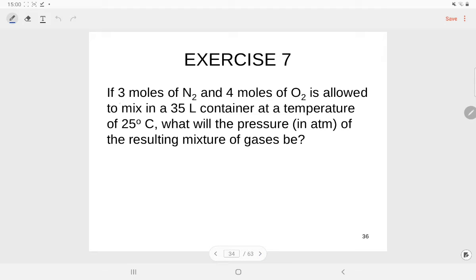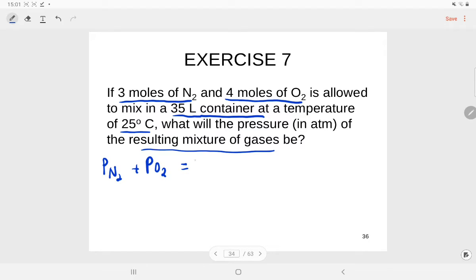Okay, so if 3 moles of nitrogen and 4 moles of oxygen are allowed to mix in a 35 liter container at a temperature of 25 degrees Celsius, what will the pressure in atm of the resulting mixture of gases be? For this one, there are 2 ways you can calculate the total pressure. Either you first calculate the partial pressure of N2, and then add the partial pressure of oxygen that you calculate separately, so you will get the P total.